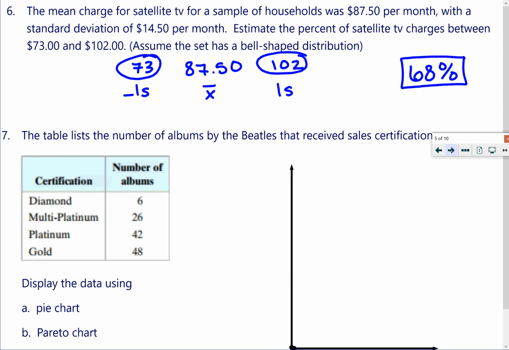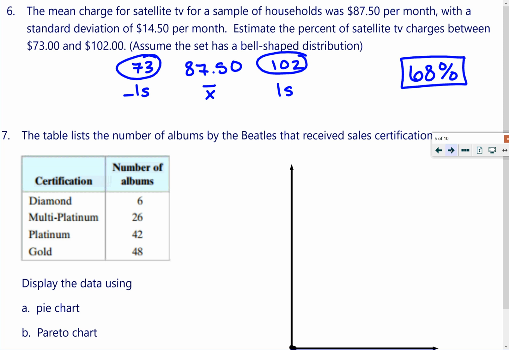All right. So all I had to do was add my 14.50 once in either direction to get to the 102 and the 73. Because I only had to add it once, that tells me I'm 1 standard deviation in either direction. And according to the empirical rule, that's 68% of our data. If I had to add it twice in either direction, it would be 95% of my data. If I had to add it and subtract it 3 times, it would be 99.7% of my data.